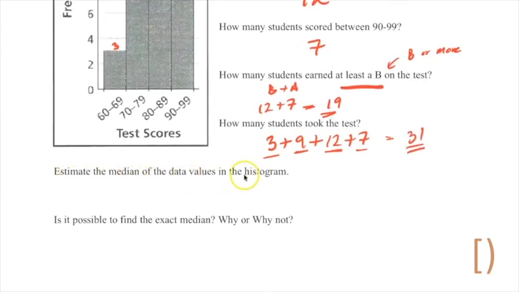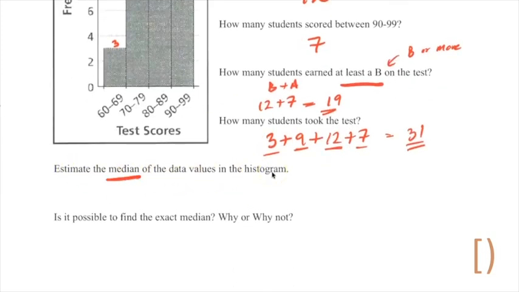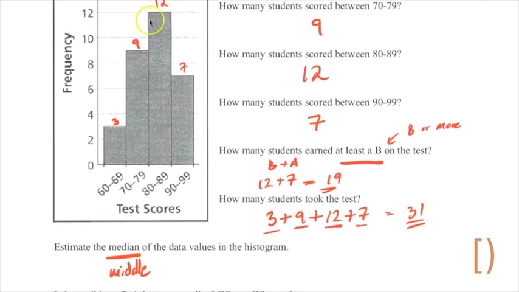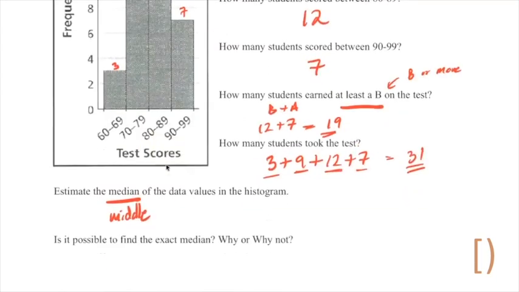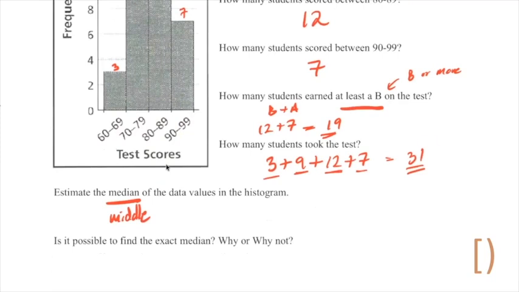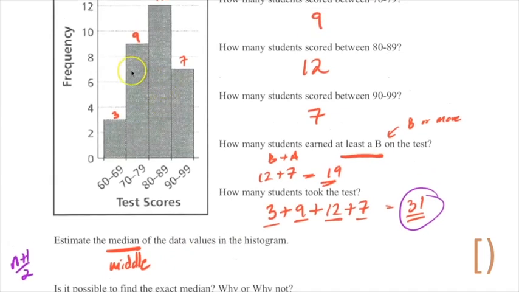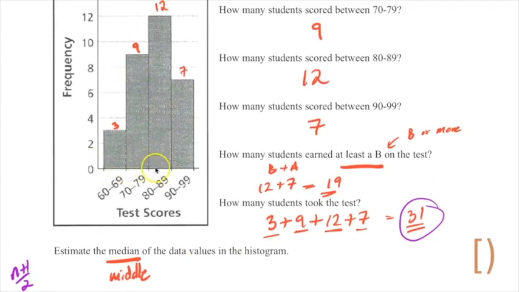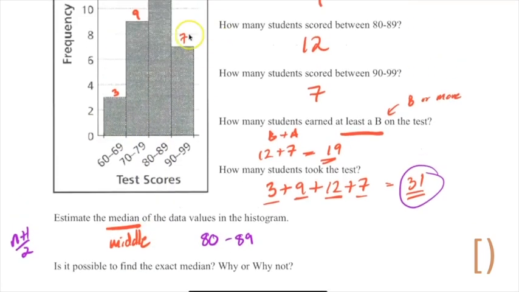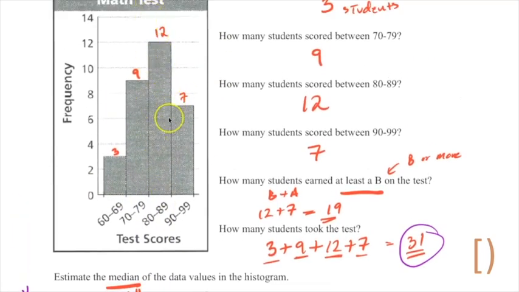Estimate the median of the data values in the histogram. Remember, median means the middle. Now you can't just look at it and say the middle looks like it's 12, which would actually be wrong. It has to be these values. Keep in mind, there are 31 students, so the middle is going to be about half of that, about 15. There's actually a little formula called n plus 1 divided by 2. You'll get there in the future. So about 15. Where does 15 fall? 15 actually falls within here. My median would be about 80 to 89. Where the middle of the data falls is around here.